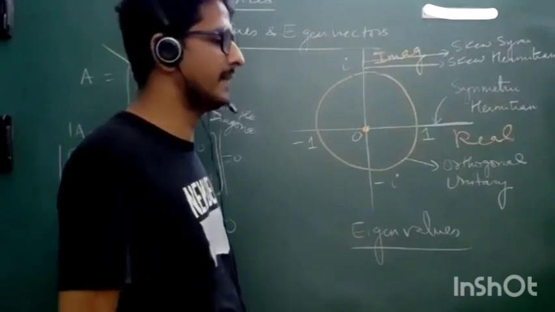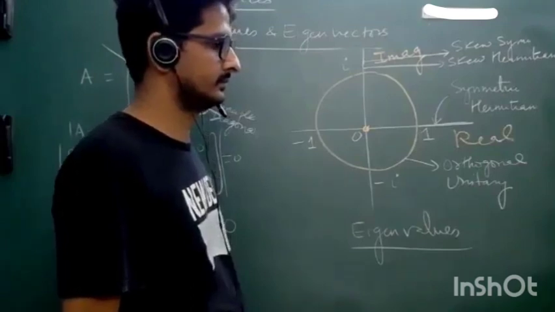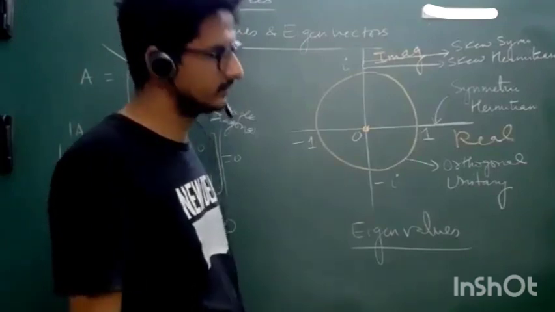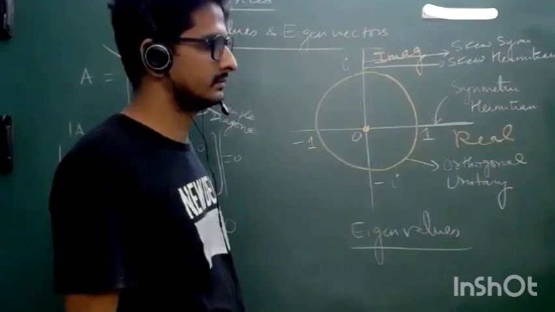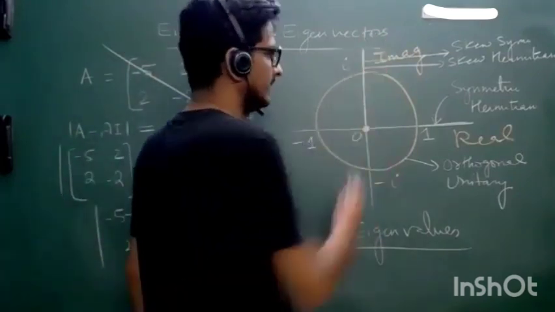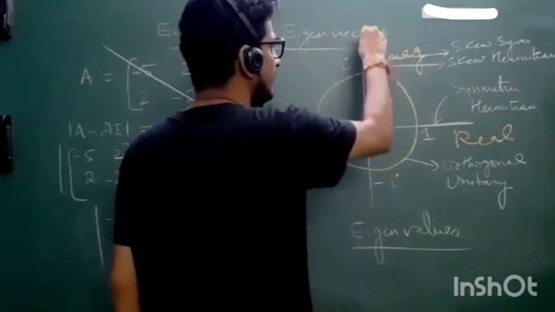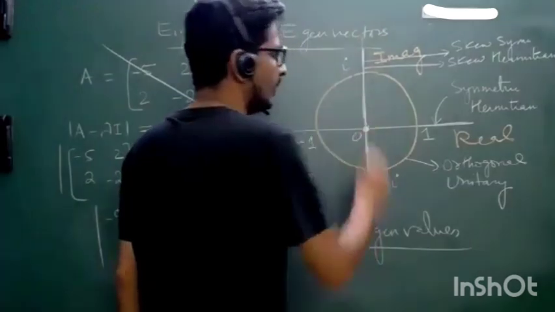Whose values will be imaginary? Tell me. Skew Hermitian and skew symmetric matrix. Then? So this line is also cutting this, na? This is the imaginary line, but this is also coming to zero. So values can lie on this whole axis, na? So they can be zero also.